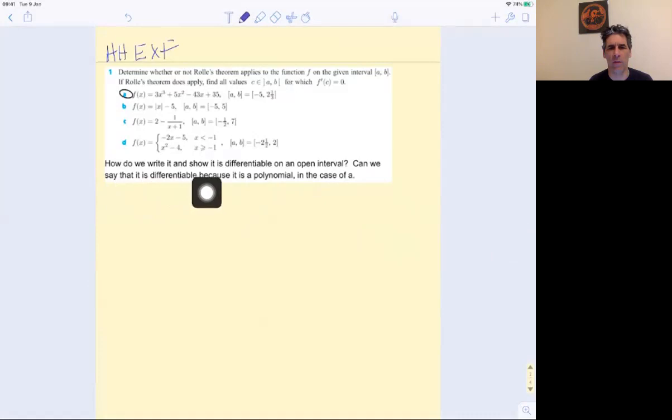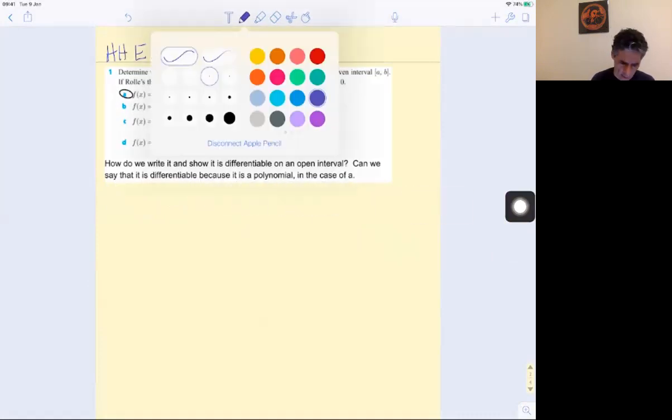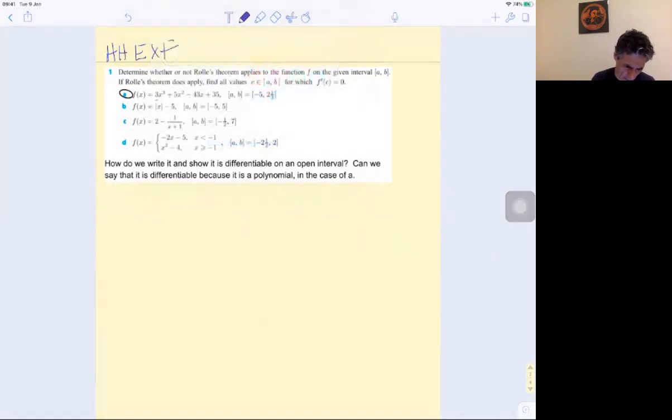Can we say that it's differentiable because it's a polynomial in the case of A? And the answer is yes, okay? So in question A, it's just giving you this equation here. So f of x is 3x cubed plus 5x squared minus 43x plus 35.